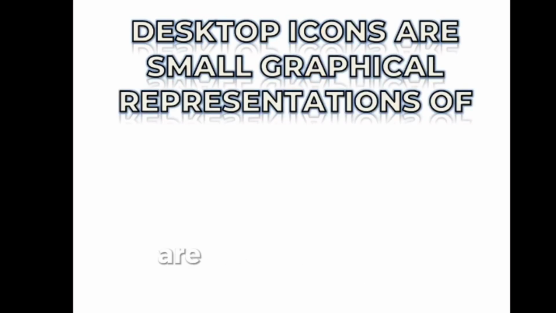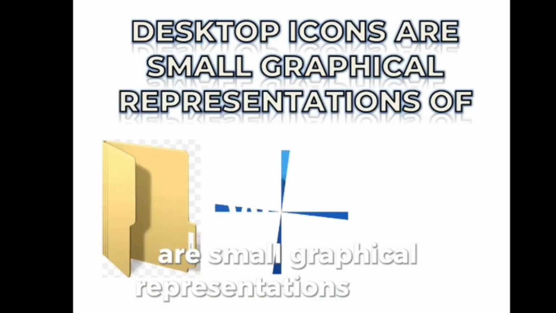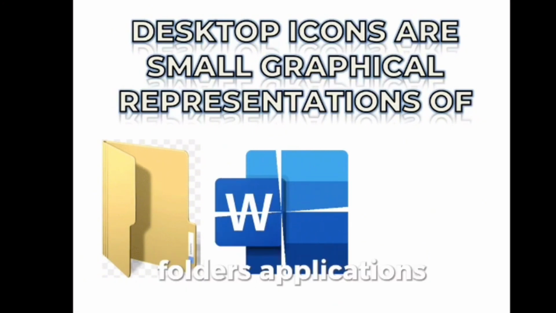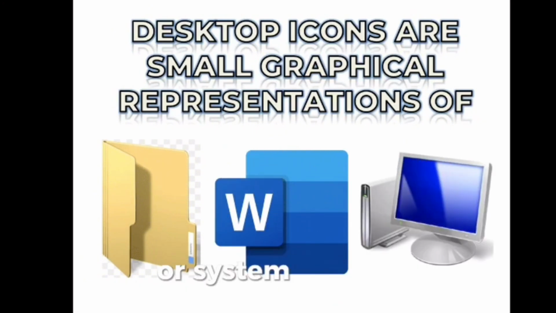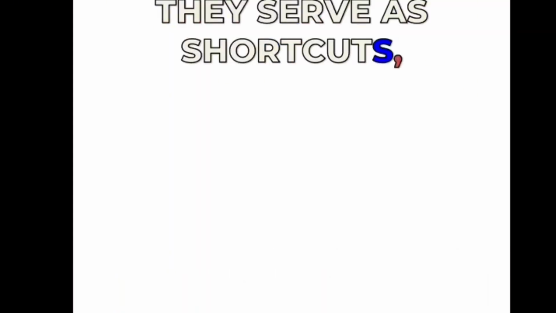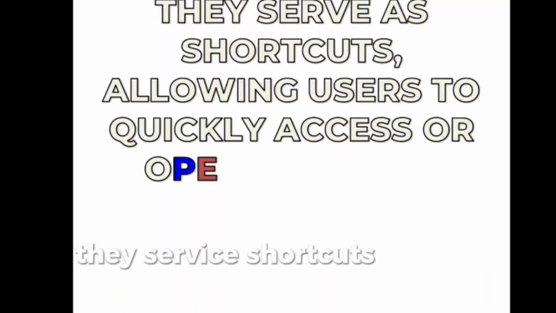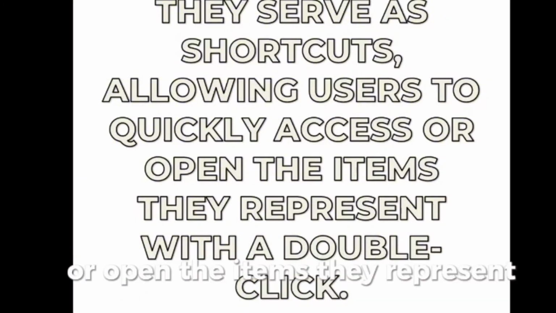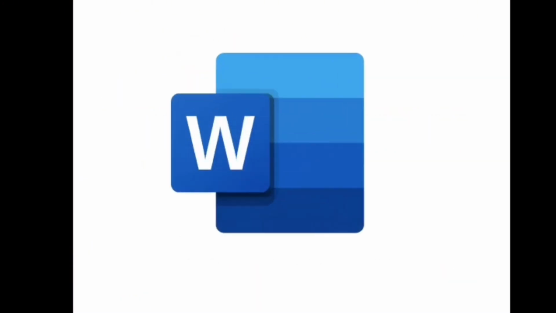Desktop icons are small graphical representations of files, folders, applications, or system functions that appear on the desktop of a computer. They serve as shortcuts, allowing users to quickly access or open the items they represent with a double click.